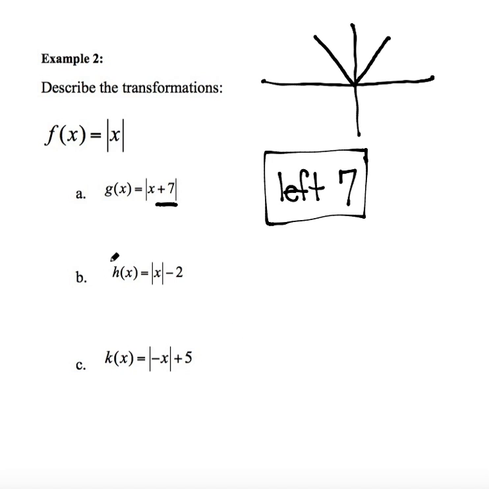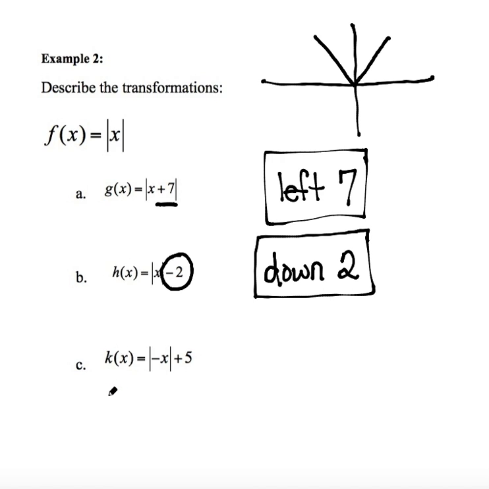Part B, h of x is equal to the absolute value of x minus 2. We have a subtraction of 2 on the outside, so outside of our absolute value. We know that outside we're going to go up or down. When it's minus, that is going to be a transformation down. So this particular function is going to go down 2.